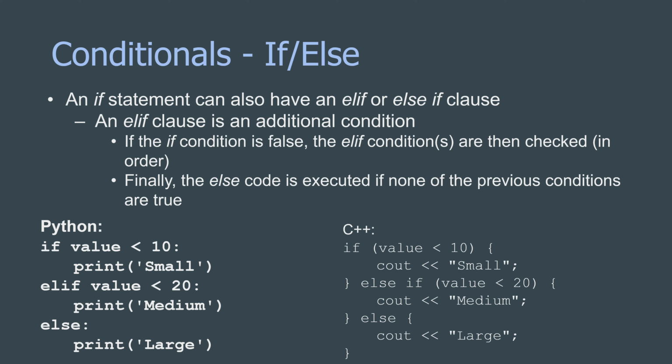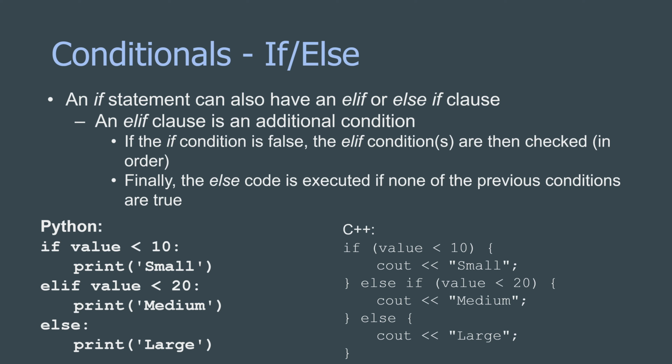So we've got three different cases. The first case is when the value is less than 10. The second case is if the value is greater than or equal to 10, but less than 20. And then the third case is obviously neither one of those two previous cases are true, which we can simplify to just say that the value is greater than or equal to 20.